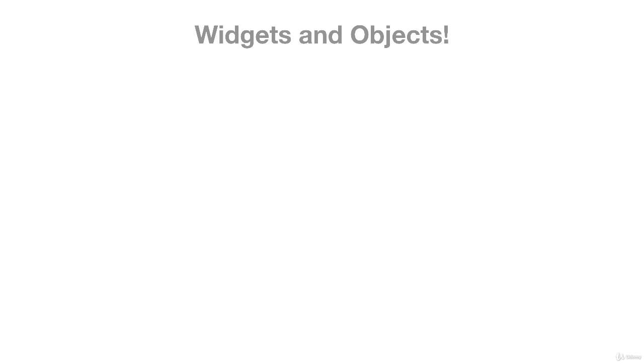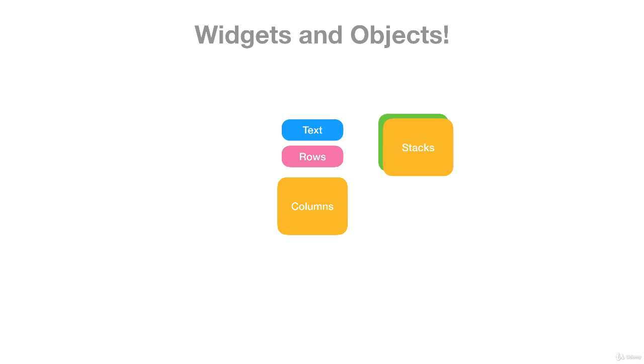So to summarize, everything in Flutter is a widget, and everything is an object, and everything is a library. Okay, so text, rows, columns, stacks, everything. All of these are objects as well as widgets.